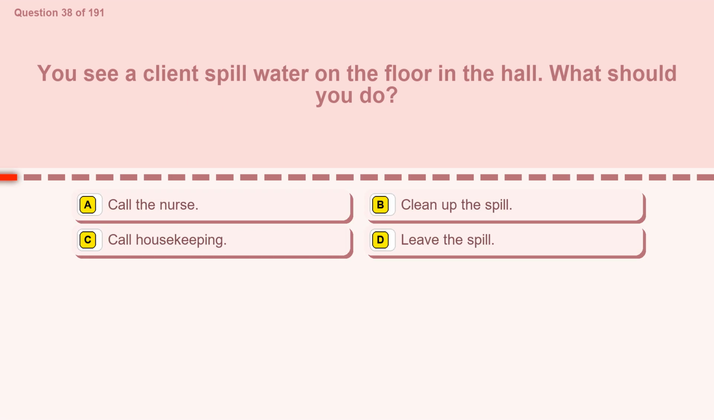Question 38. You see a client spill water on the floor in the hall. What should you do? Option A. Call the nurse. Option B. Clean up the spill. Option C. Call housekeeping. Option D. Leave the spill.